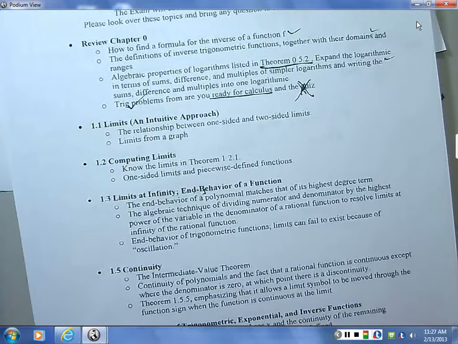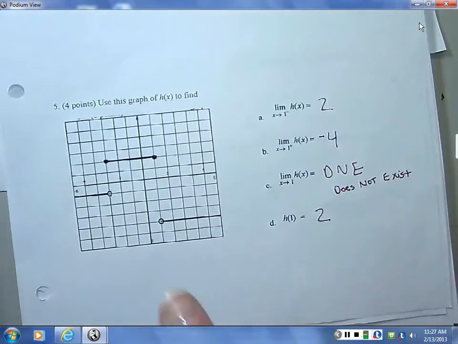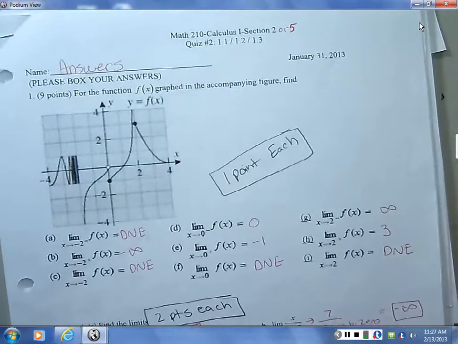1.1, limits and intuitive approach. We've done 2 examples on quizzes of how to take a limit, basically from a graph. On our first quiz, I asked limit on the right, limit on the left, limit at the point, versus the value of the function. So make sure you understand how that works. The same thing on quiz number 2, I gave you a little bit more involved problem, but still the same approach: the limit on the right, the limit on the left, the value of the function at the point.